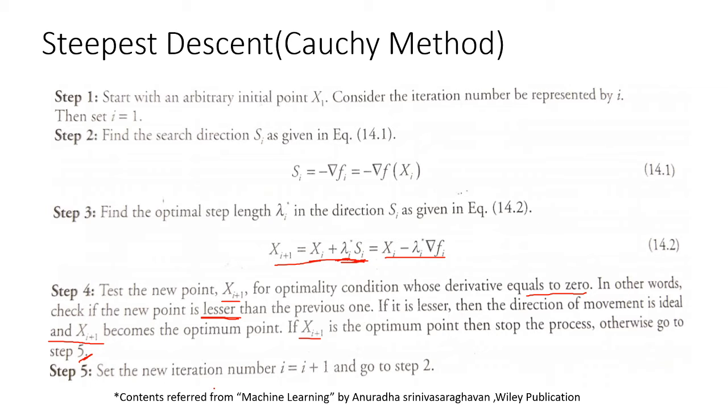The final step is to set the new iteration, I equal to I plus 1, and go to step number 2. In step 2 again we search for the direction and repeat it. We need to find the direction and then the length, and then we need to find the optimal value. So these are the different steps involved in steepest descent using the Cauchy method.